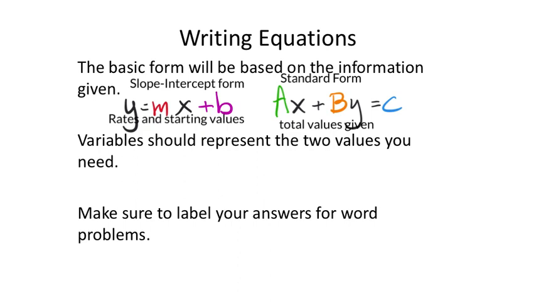So the variables should represent the two values you need, meaning they're going to say how many miles did they go, how many dollars did they spend. Okay, well now you know that the variables have to be represented that way by those two values. And then you know to solve for those two values. So make sure at the end as well, since we are dealing with word problems, that you label your answers. If you don't, it's likely you would lose credit if it were some kind of written test or quiz.